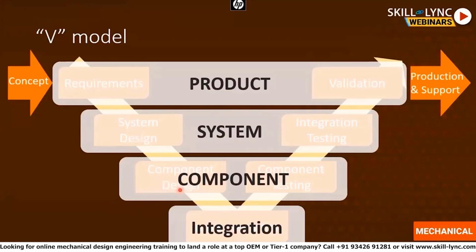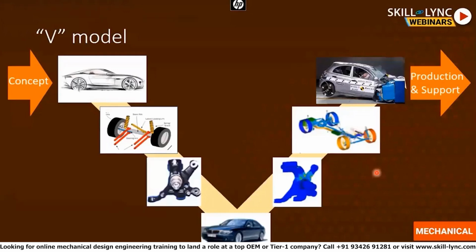Because once you design the component level part, you can do the testing immediately and then proceed for the system design, system integration. So once the system integration is done, then you go for the final validation. So you can integrate the testing within each segment so that your final product will not have many surprises of not meeting the customer requirement.